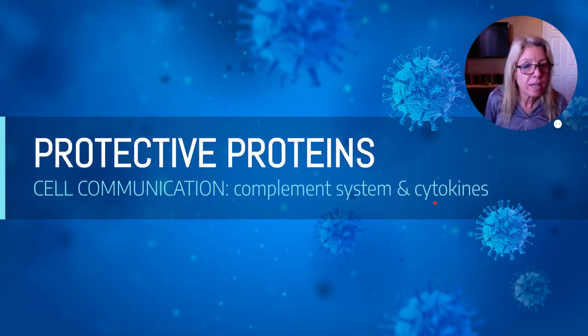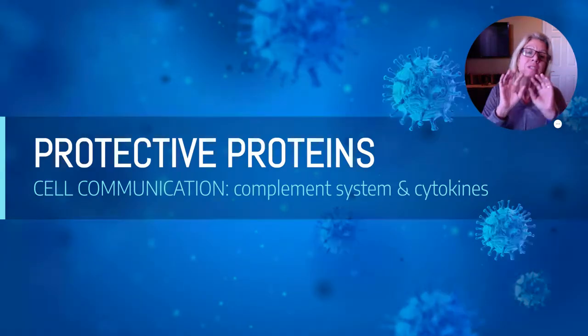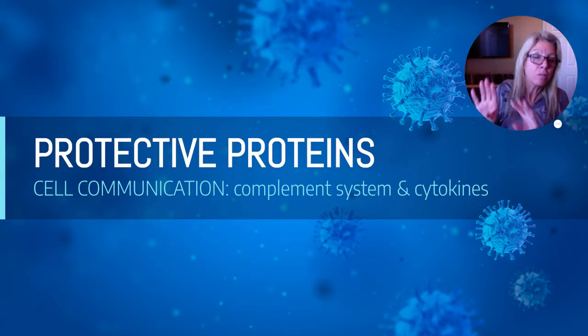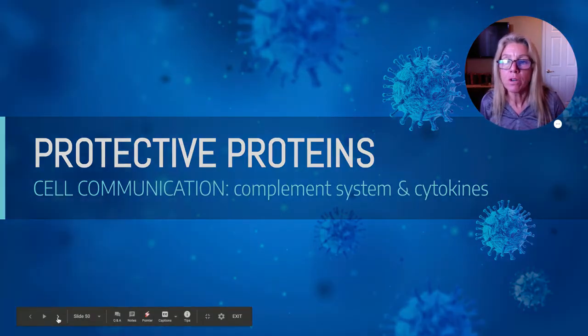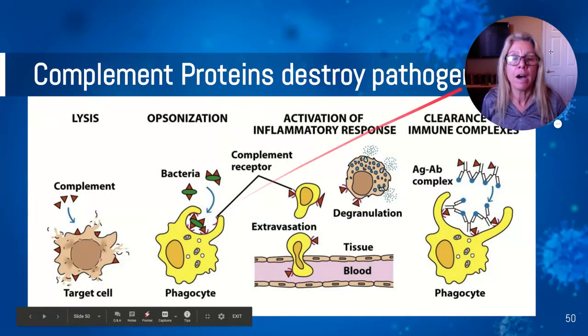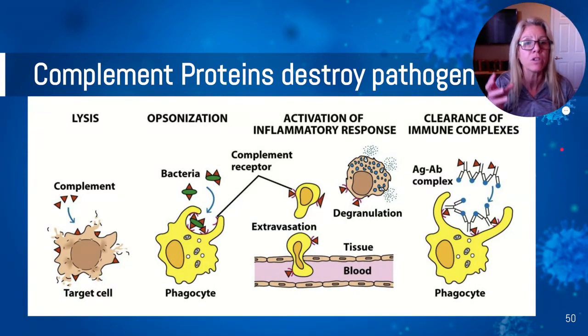Cytokines: cyte means cell. Remember cytokinesis and mitosis? Cyte means cell. These are chemicals that cells can release to communicate with other cells during an infection. So let's start with the complement proteins. It's called complement because they're complementing the rest of the immune response. And the complement proteins are a part of both your innate and your adaptive immunity.